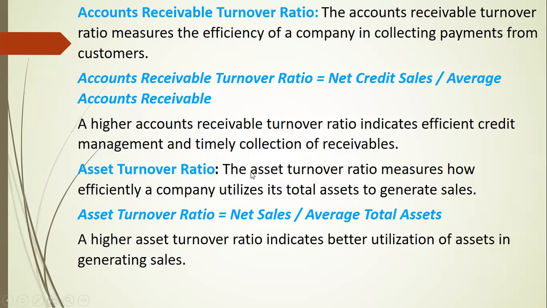Then we have the asset turnover ratio. So here I'm just a little bit faster because of the notes I sent them and I requested you to pass through them. And also, it is something you've already covered, isn't it? It's not a new concept. So the asset turnover ratio measures how efficiently a company utilizes its total assets to generate sales. Asset turnover ratio will be the net sales divided by average total assets. A higher one will indicate better utilization of assets to generate sales, isn't it?